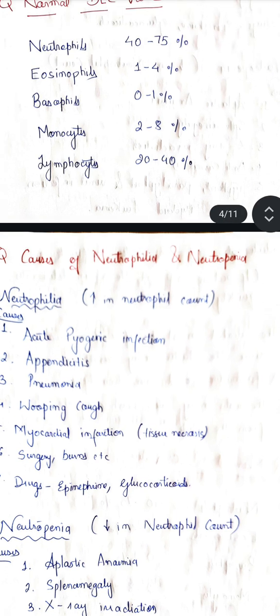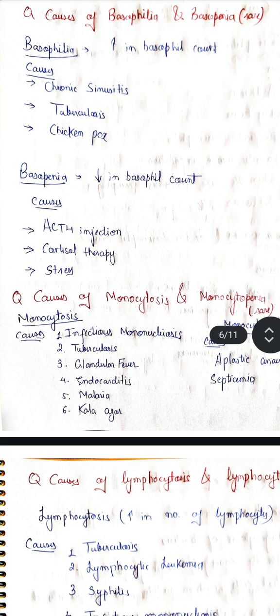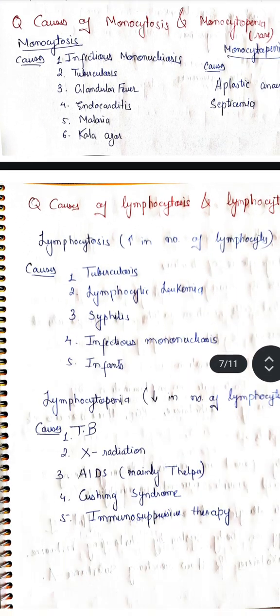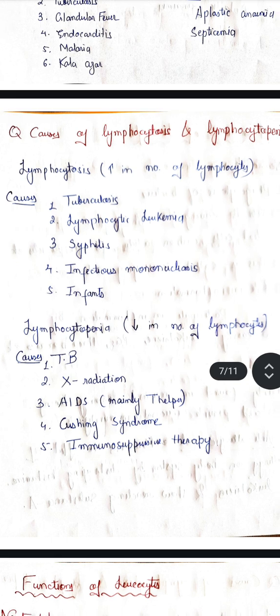Now, monocytopenia, again we have aplastic anemia and septicemia. So for malaria and kala-azar, there is monocytosis. For TB and chickenpox, there is basophilia. For the presence of any parasitic worm infestation, skin diseases, or asthma, we have eosinophilia. Certain infections like typhoid, paratyphoid, and viral infection, we have neutropenia. And certain infections like acute pyogenic infection, okay, pyogenic means pus-forming infection, we have whooping cough, pneumonia and appendicitis. The neutrophil count is more. So this is how you're going to differentiate the DD.